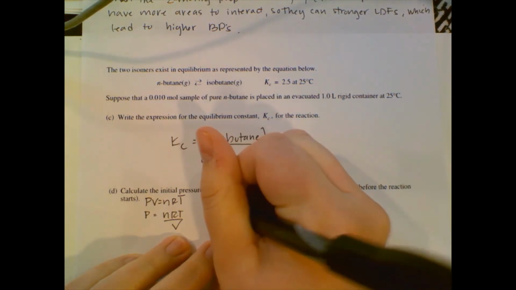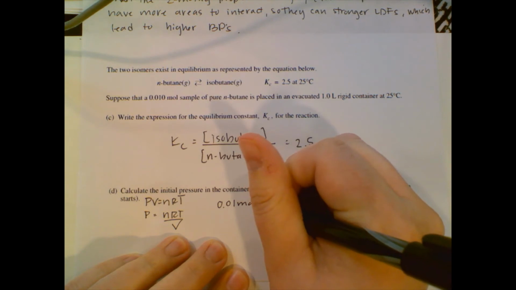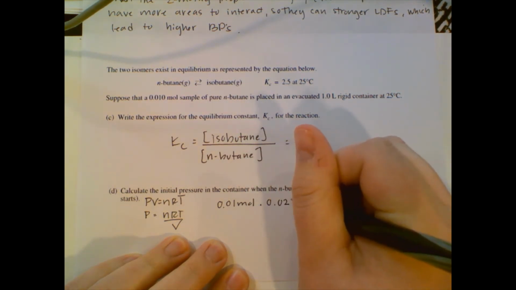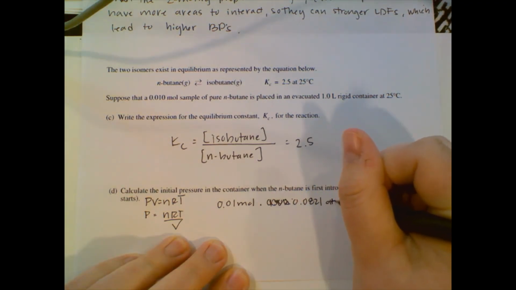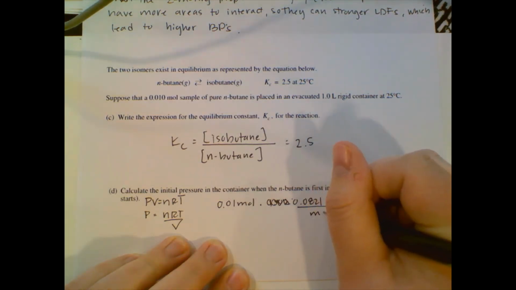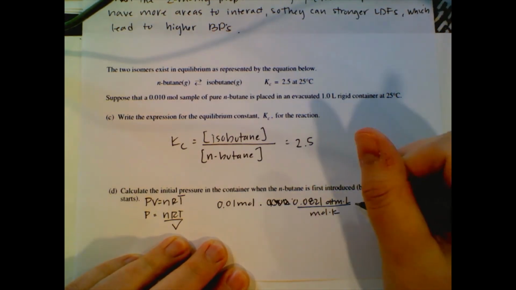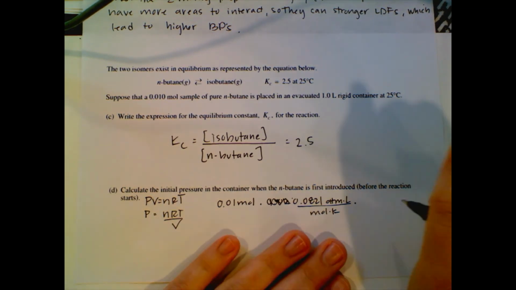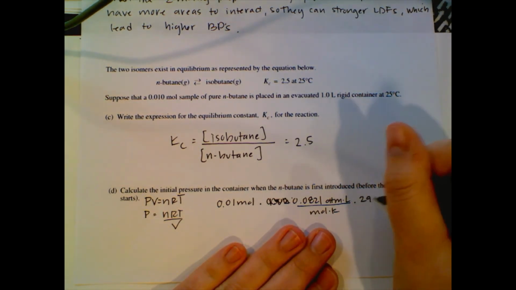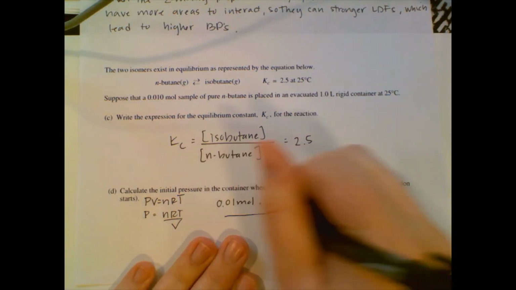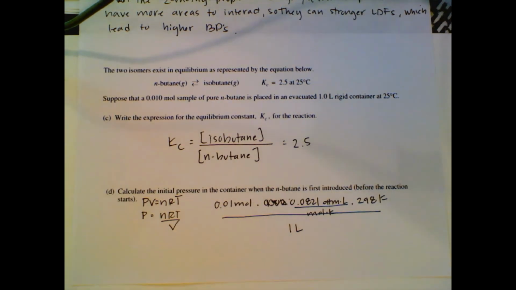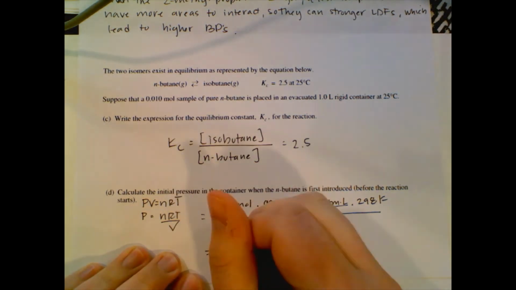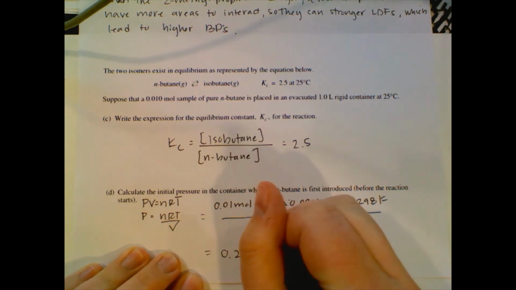My number of moles is 0.01 moles. R is always 0.0821. Oh, I wrote that wrong. Atm liters per mol K. Temperature, don't you dare forget to put that in Kelvin. It's 25 degrees Celsius, so that is 298 Kelvin. And then we're going to divide it by our volume, and the volume is 1 liter. Excuse me. When I put that into my calculator, hopefully you put it in correctly, you should get 0.24 atm worth of pressure.